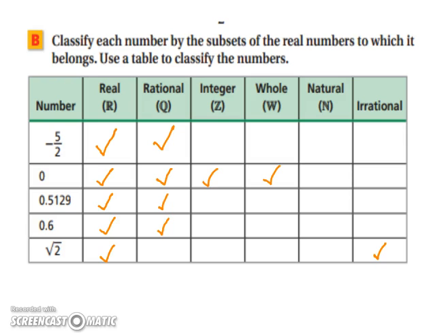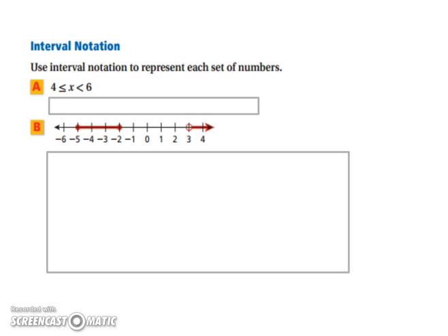So where the check marks are what they are. For example, negative 5/2 is a real number and a rational number. It's not an integer. Just because it has a negative sign doesn't mean it's an integer. An integer is all your natural numbers, your whole numbers, and then your negative whole number values. Okay, and let's look at some more examples.